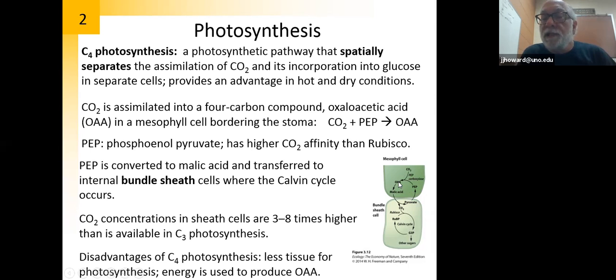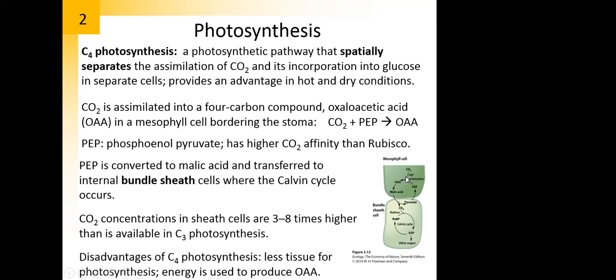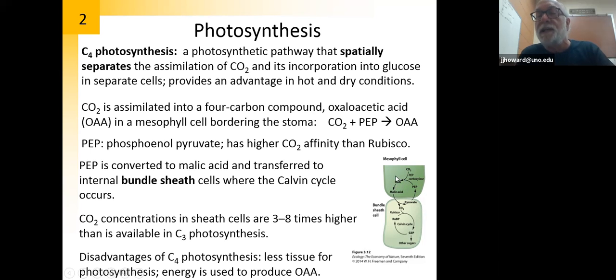So oxaloacetic acid is the product. PEP is the receiver of CO2 instead of Rubisco. PEP carboxylase is the enzyme that has a higher efficiency than ribulose bisphosphate carboxylase. PEP is the receptor. Oxaloacetic acid is the initial product. Malic acid is the product that gets transported into the bundle sheath to give up its carbon and regenerate pyruvate.